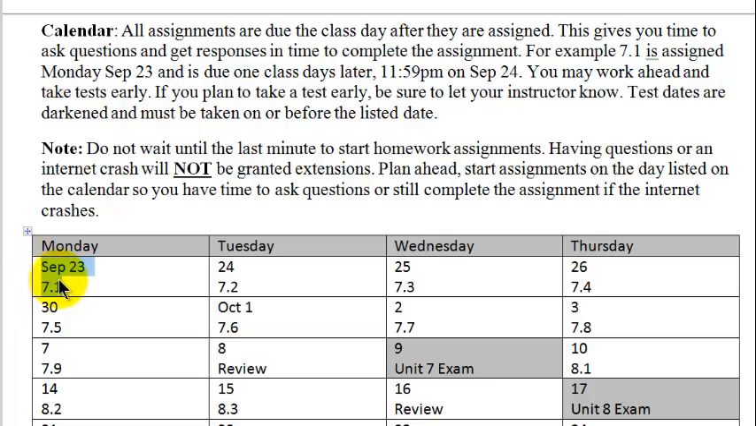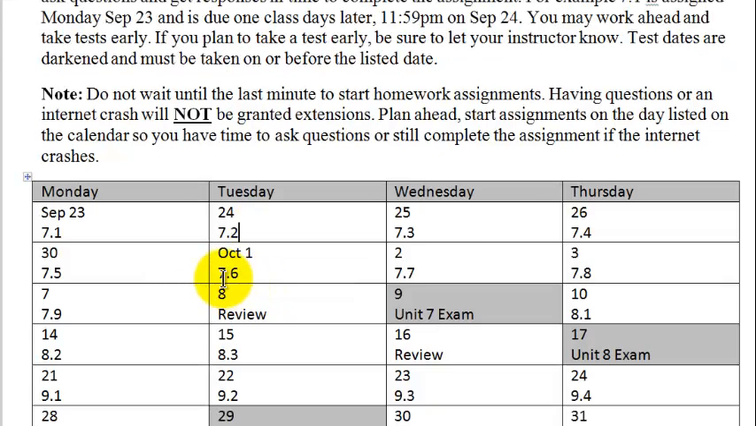Because 7.1 for Math 95 is assigned on Monday, you should do it on Monday. The extra day is to give you time to ask questions and get answers, not to put it off till the last minute. You have been warned. Several of you will still email me asking for an extension because the internet crashed. Do it the day it is assigned on the calendar, not the moment before it's due. Online classes, you do not want to wait till the last minute. Time will sneak up on you.